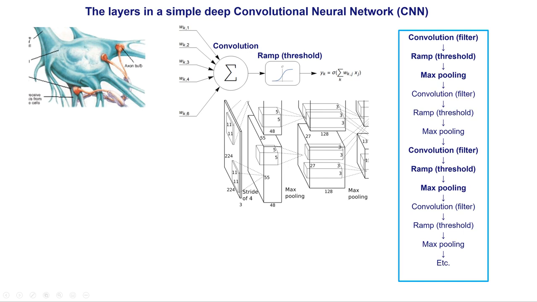And you do this layer after layer. So we see that we have a convolution layer, then the threshold. We do some max pooling, that means you take the maximum value from a layer. And then again the same: convolution, ramp, max, convolution, ramp, max, etc. And modern networks can have tens, 20, 30, 40, sometimes up to 150 of these layers.